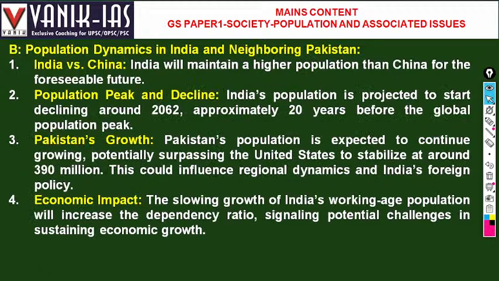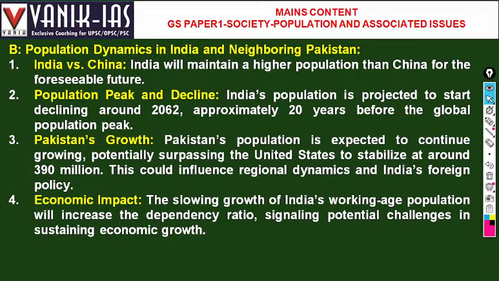Then population dynamics in India and the neighboring Pakistan. India versus China. India will maintain a higher population than China for the foreseeable future. Right now, India is the most populous country in the world, and this will continue for some more time. In Pakistan, population is expected to continue growing, potentially surpassing the United States to stabilize at around 390 million. This will influence regional dynamics and India's foreign policy.